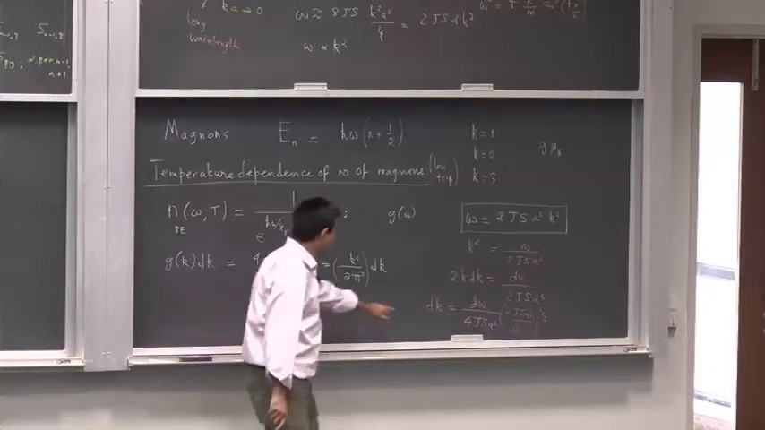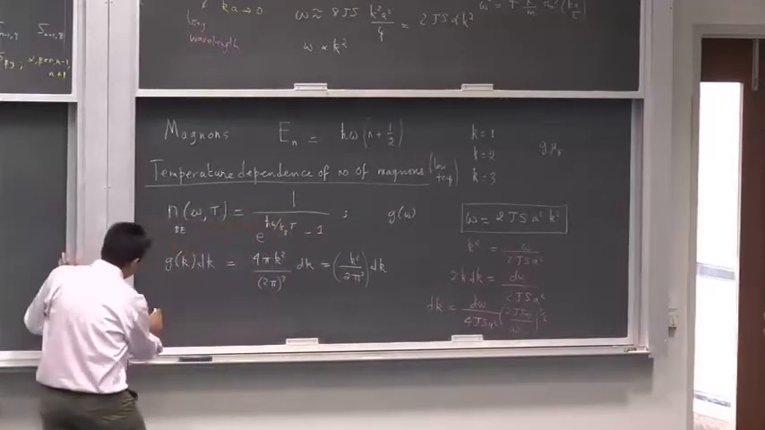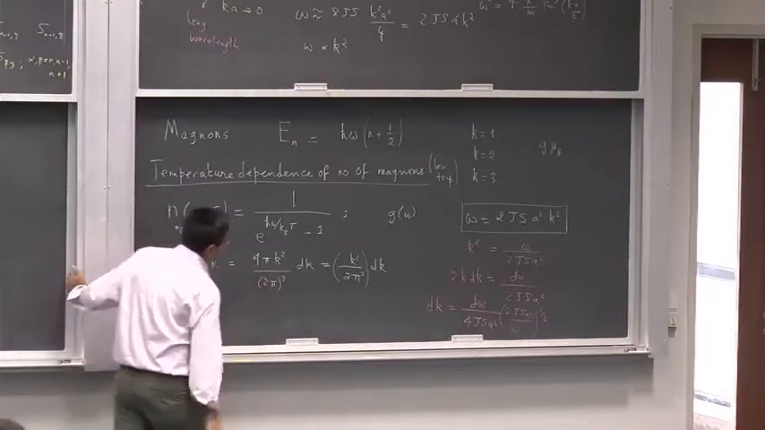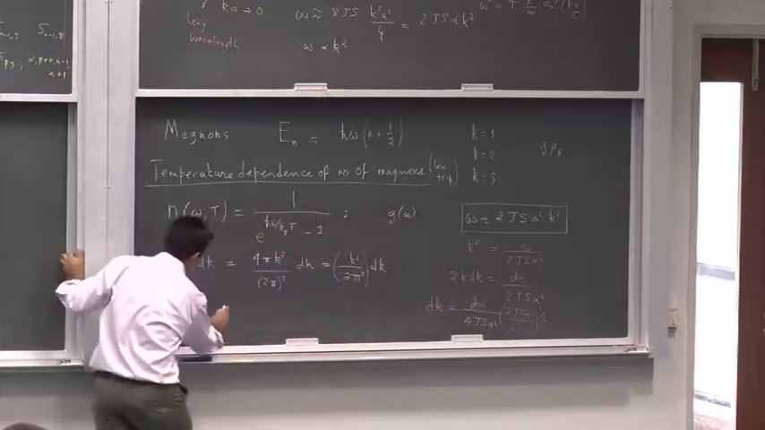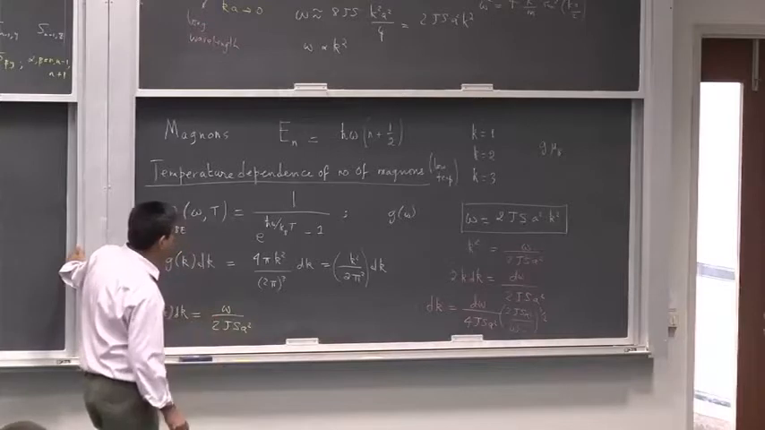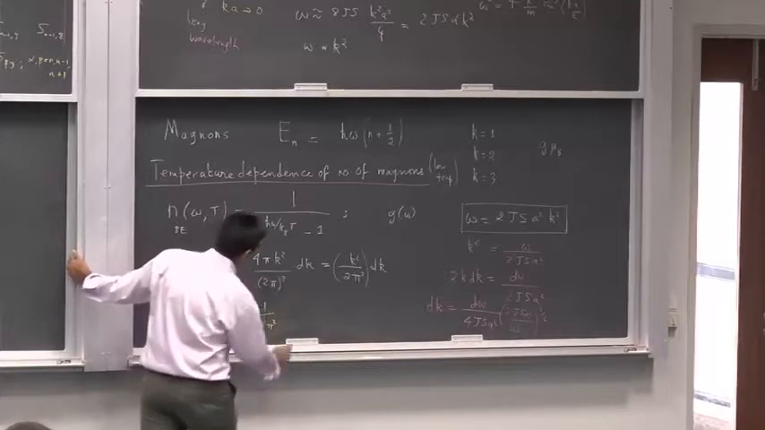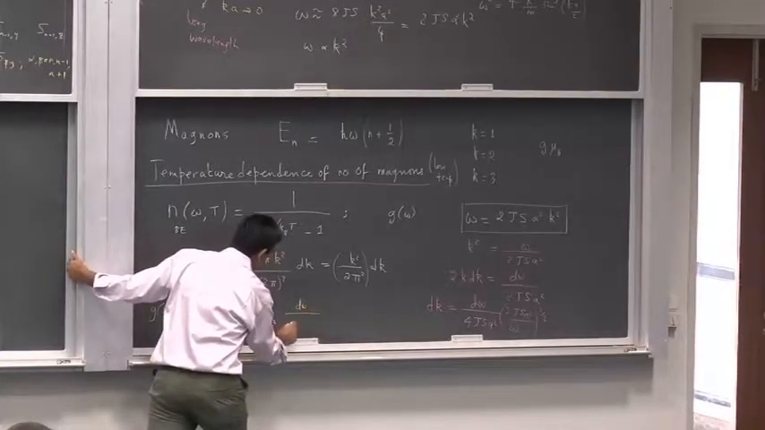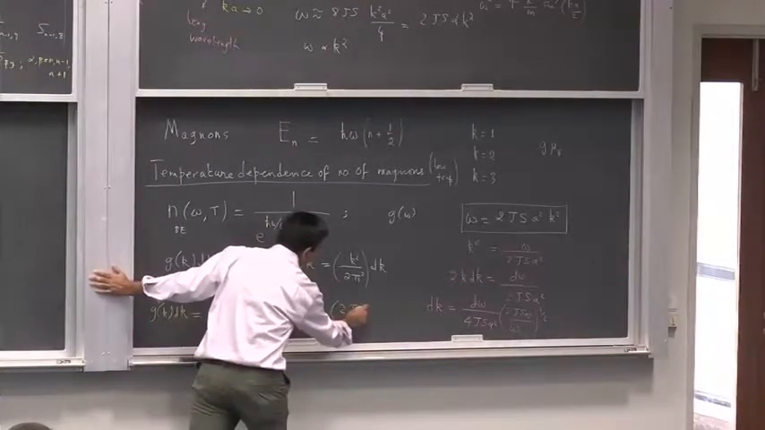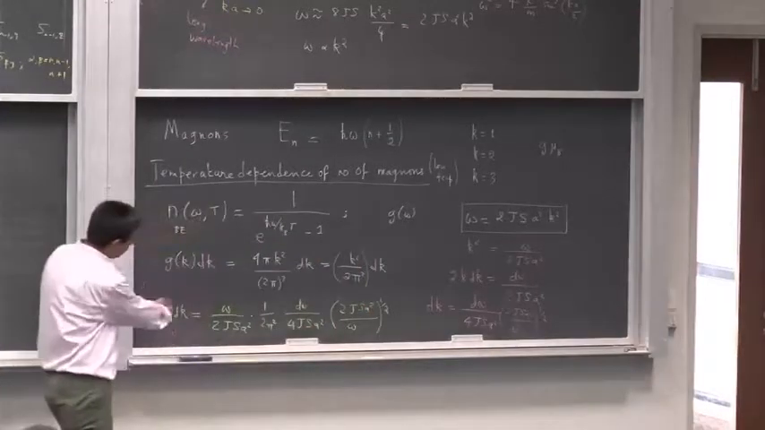Okay, so I have dk and I have k square. I insert these values in here. My g(k) dk becomes k square. Now k square is this, omega over 2JS a squared, small a squared. I have 1 over 2 pi squared. I have dk. dk is d omega over 4J SA squared, 2J SA squared over omega to the power 1/2. So this gives me G omega.